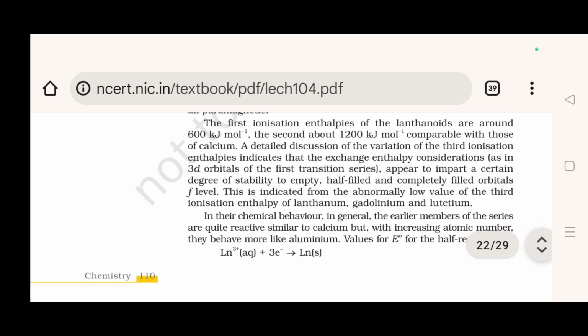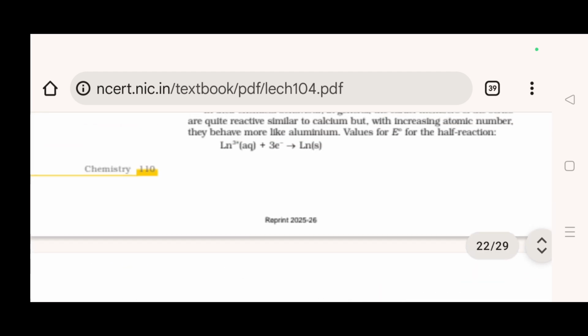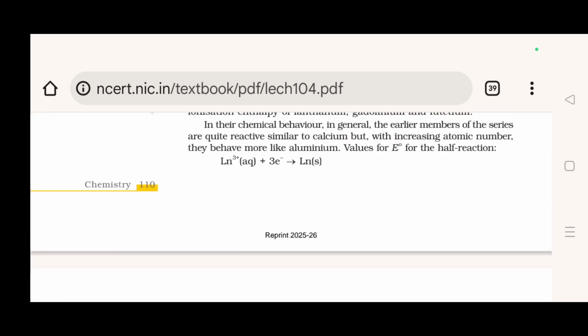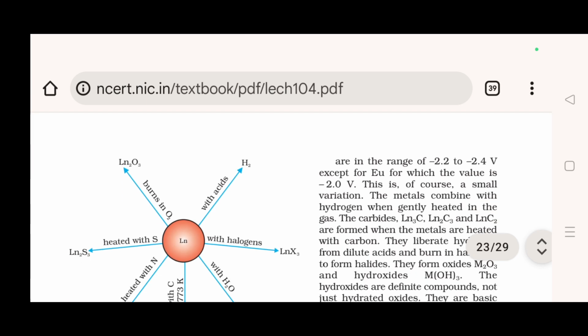In their chemical behavior, the earlier members of the series are quite reactive, similar to calcium, but with increasing atomic number, reactivity decreases. Values of E naught for the half reaction are in the range of -2.2 to -2.4 volt, except for Eu, for which the value is -2.0 volt, which is of course a small variation.